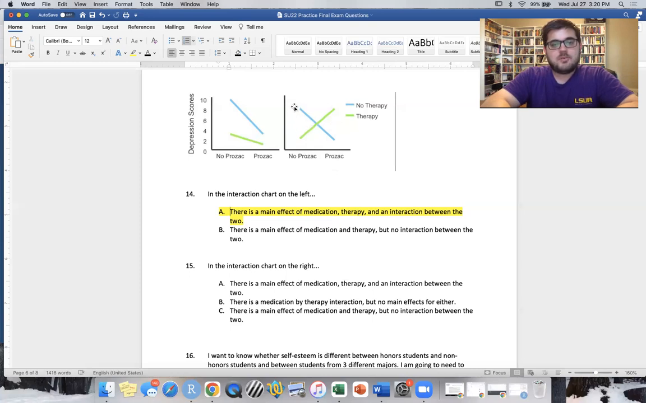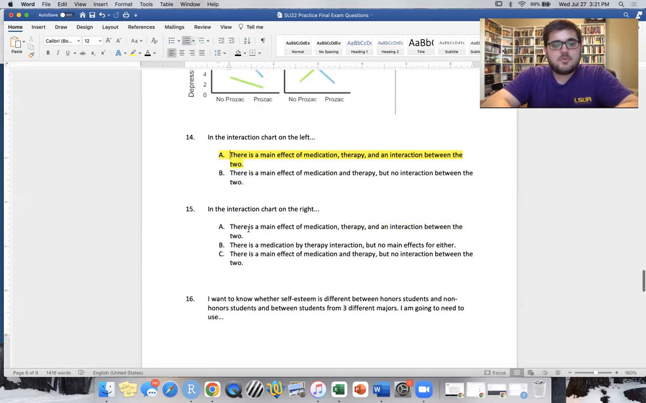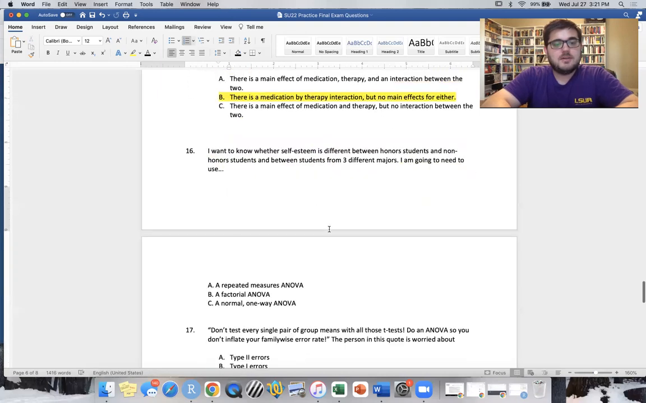And then when you look at no therapy and you average over the Prozac groups, you meet in the middle. The middle is right where they cross over. So if you average over Prozac and no Prozac for the therapy group and average over Prozac and no Prozac for the no therapy group, you end up in the middle right here. Everything's at 5. So there's no main effects, but there's clearly an interaction. So there would be an interaction, but no main effects. So where's that option? Yeah, that's it. B is the answer to the one on the right for number 15.